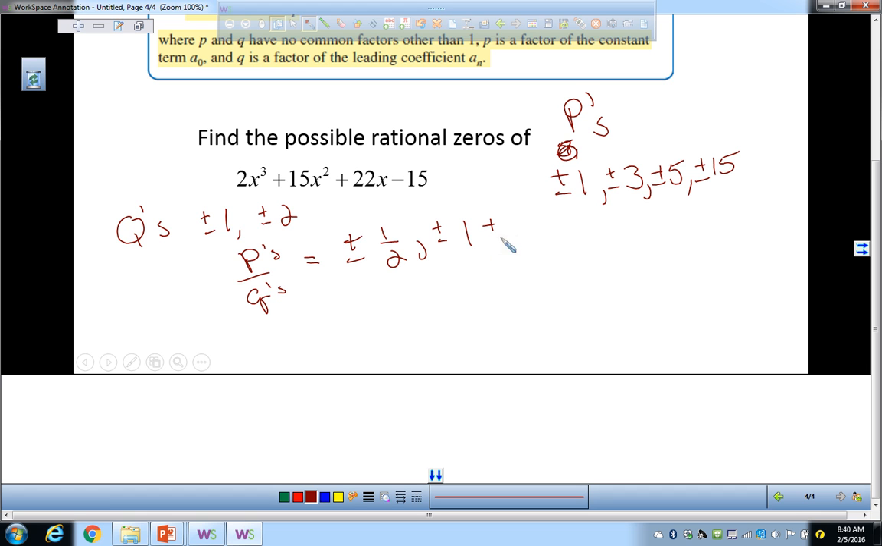And you'd have plus or minus this over this. We already got plus or minus this over this. 3 over 1, not yet. Let's do 3 over 2, right? We do 3 over 2? Plus or minus 3 over 2.